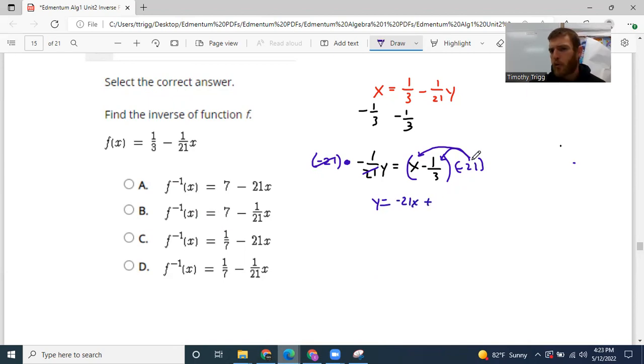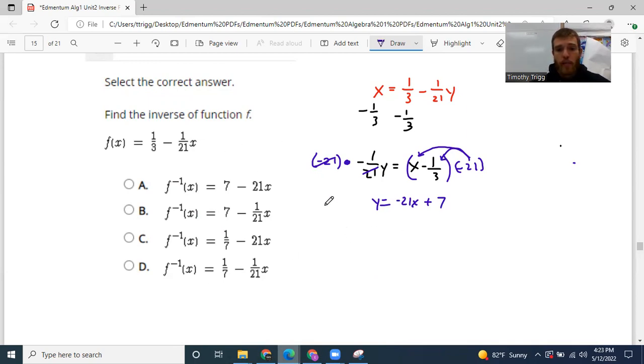plus, how do we multiply a whole number times a fraction? Remember, you multiply times the top, then divide by the bottom. A negative times negative makes positive. 21 times 1 is 21. Divided by 3 is 7. Okay?